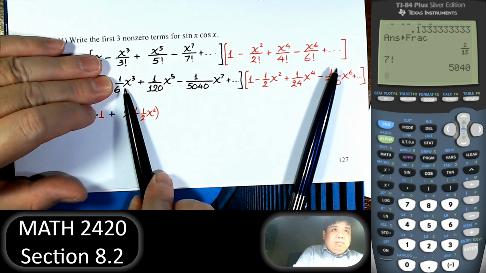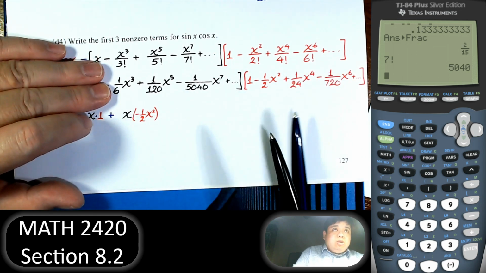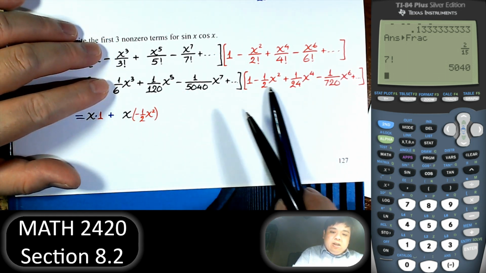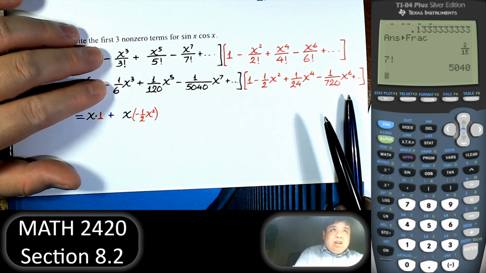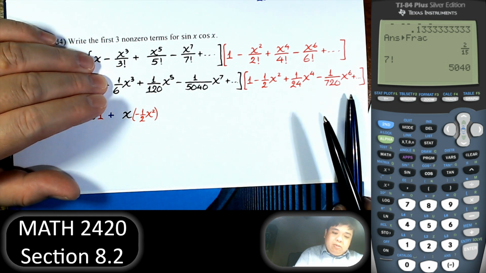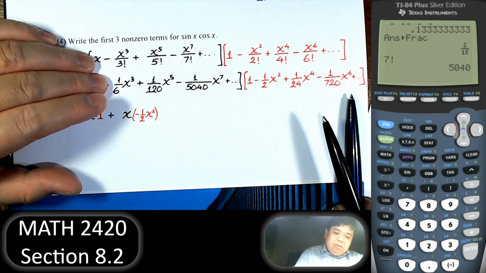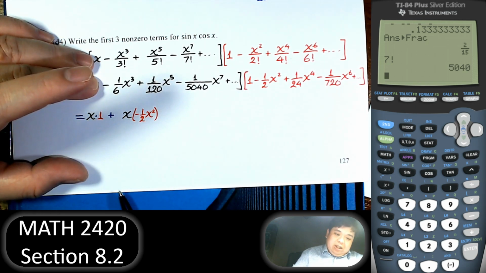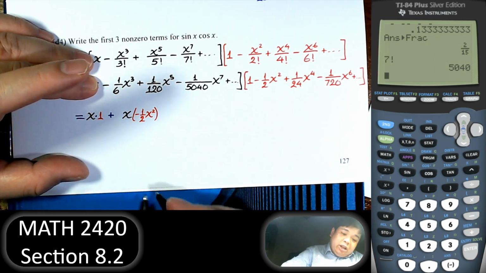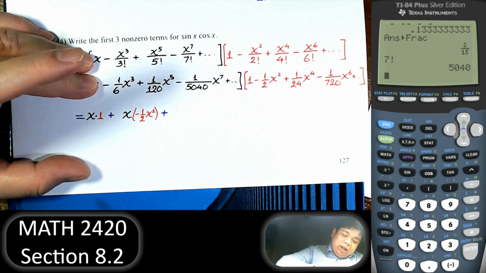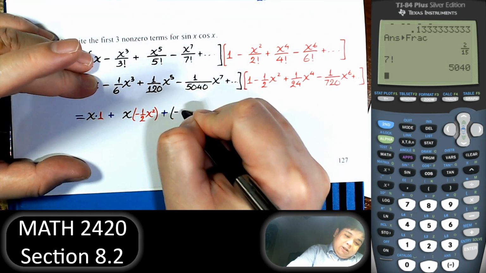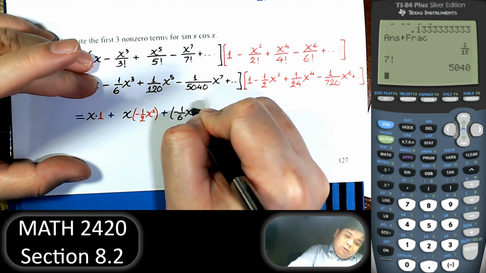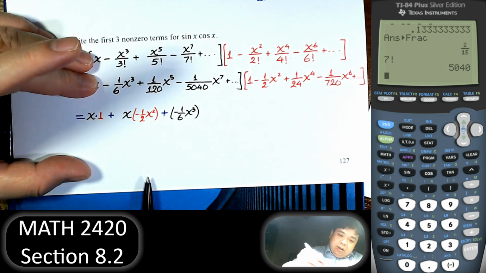Now if we take this term, multiply by any of this, which one gives us x cubed? Of course, I have to multiply by 1, right? So potentially, we can have the negative 1/6 x cubed times 1.